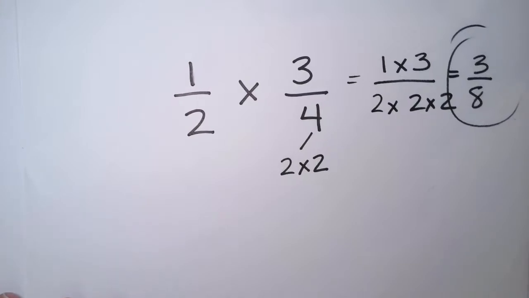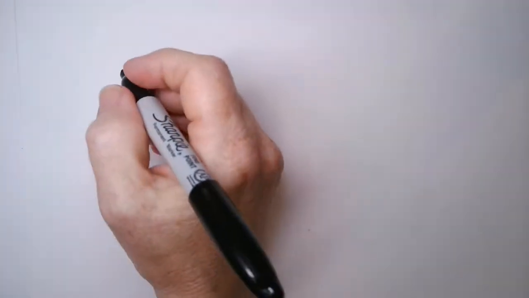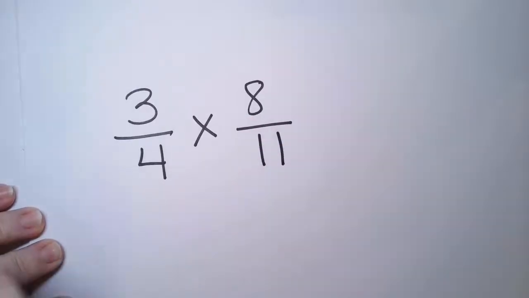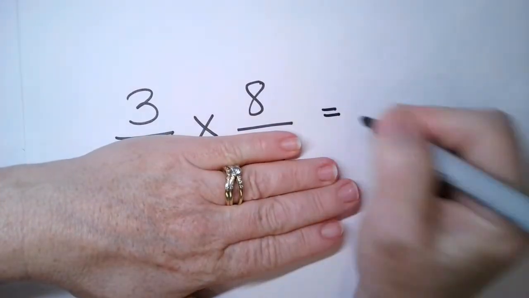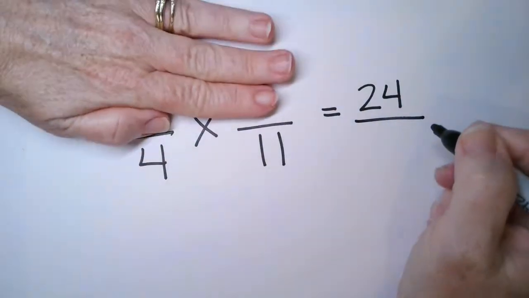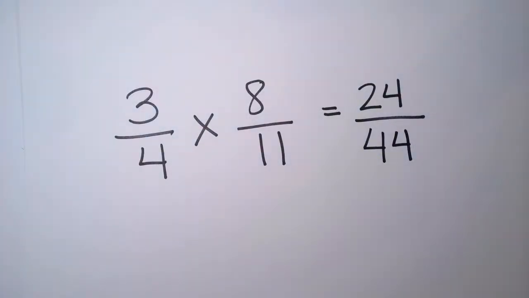How are you feeling about this? How are we feeling? Good? Okay, great. You want to do another cancel one? Yes, we're going to get lots of practice. Let me get a new one here. Let's say I have 3/4 times 8 over 11. Let's just do it this way. This is 3 times 8 is 24, and the bottom is 44.